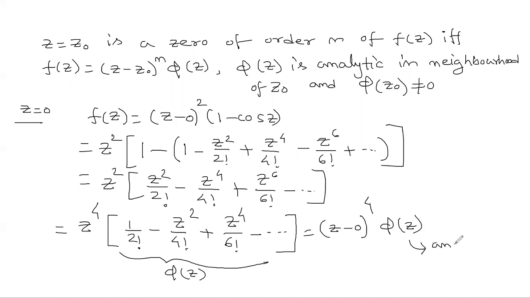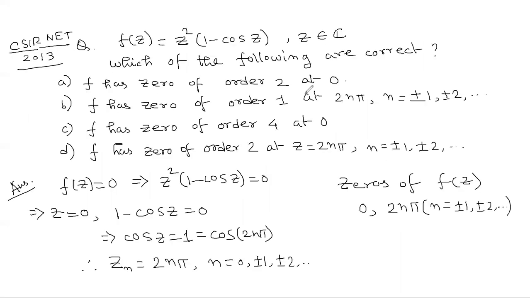This is analytic in the neighborhood of 0. And what is phi of 0? Phi of 0 is 1 by 2 factorial, that is not equal to 0. So using the theorem, we can see z equal to 0 is a 0 of order 4. So the first option, f has a 0 of order 2 at the point 0, is incorrect. And the third option is correct: f has a 0 of order 4 at the point 0.